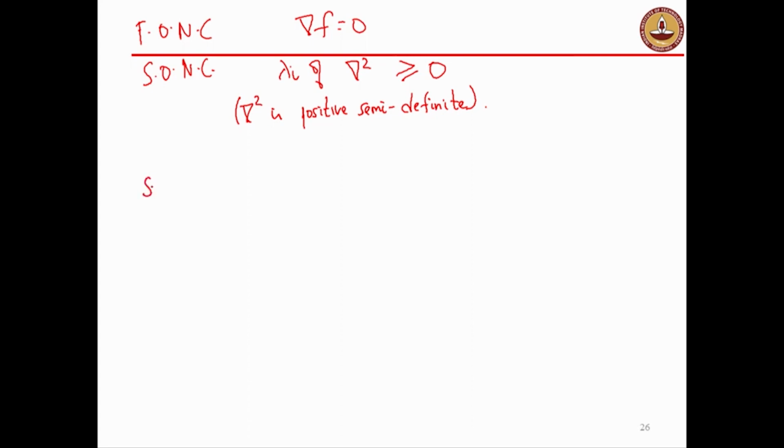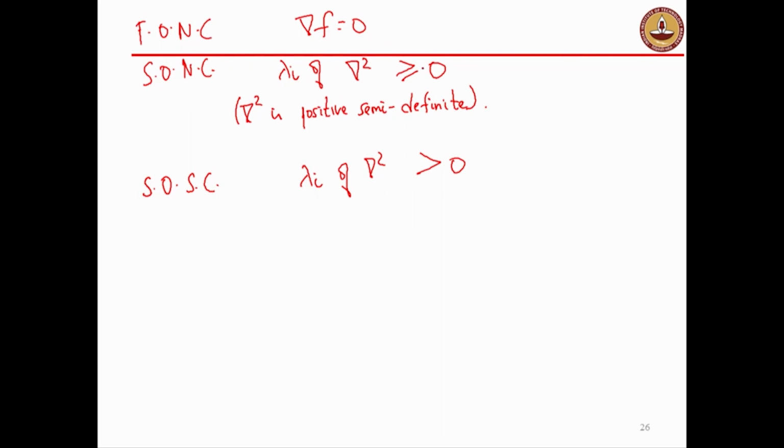Then there is what is called a second order sufficient condition. The problem with the necessary condition is that there are cases in which the gradient is 0 and the matrix is also positive semi-definite, but you don't have a minimum. You could have a saddle point. You may go along some directions where the function value could decrease even if you go a very, very small amount. So that's why it is only a necessary condition.